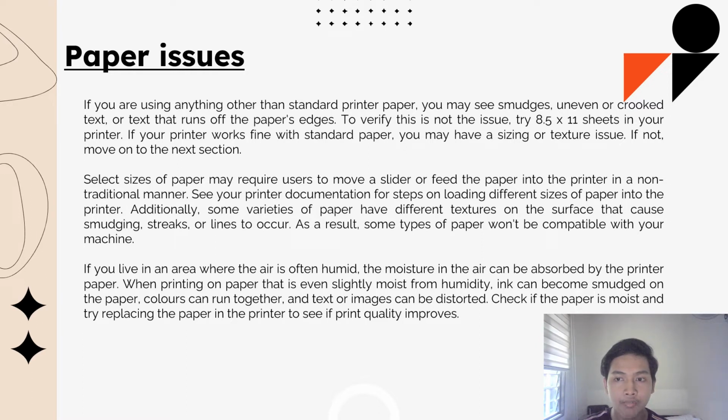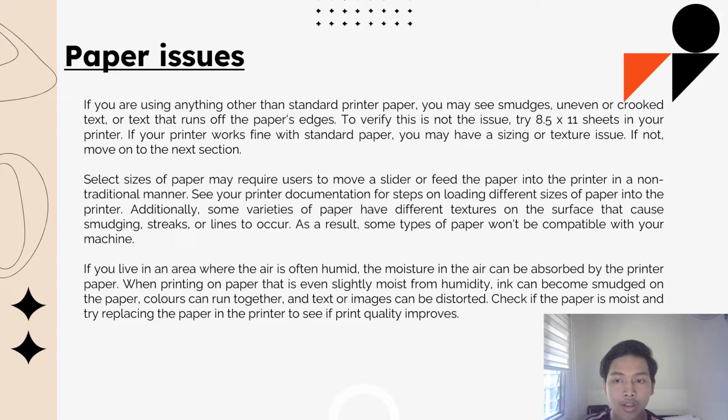Select sizes of paper may require users to move a slider or feed the paper into the printer in a non-traditional manner. See your printer documentation for steps on loading different sizes of paper into the printer. Additionally, some varieties of paper have different textures on the surface that cause smudging, streaks, or lines to occur. As a result, some types of paper won't be compatible with your machine.